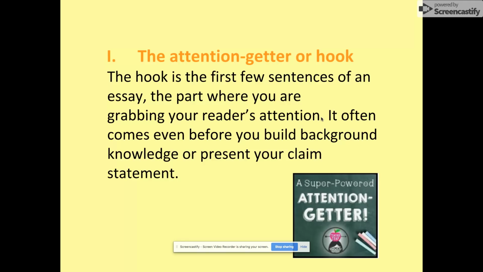All right, so how do you get people's attention? How do you make them want to read your paper? That's what you want to put right away in the first few sentences of the essay. This is where you get the reader's attention. It often comes before the background knowledge, or you have even presented your claim statement.